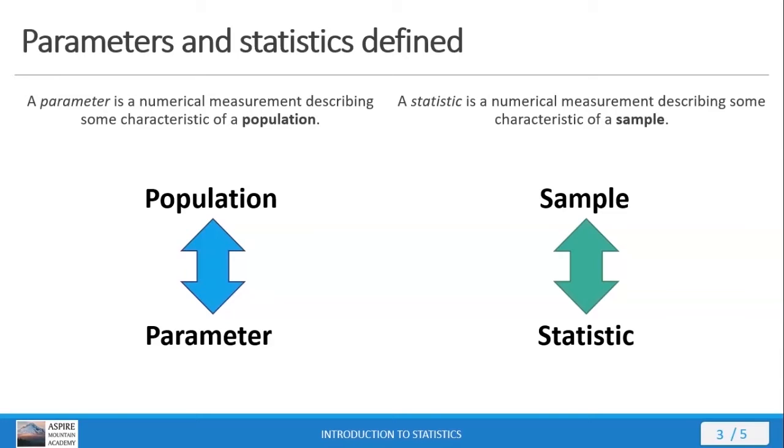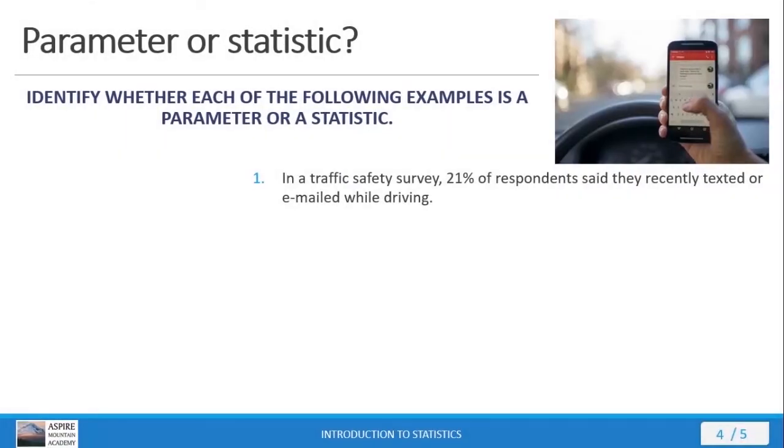Now, you can usually tell whether or not something is a parameter or statistic just by looking at what it describes. Are you looking at a population? That's a parameter. Or are you looking at a sample? That's a statistic. Here's an activity that will help us to hone down this distinction between parameters and statistics.